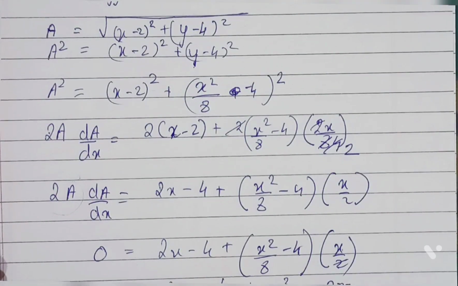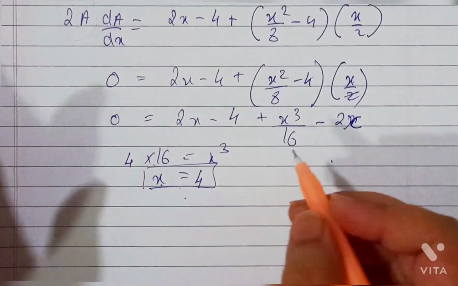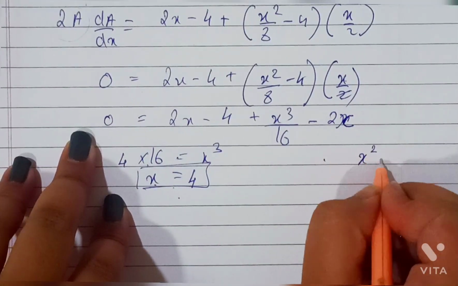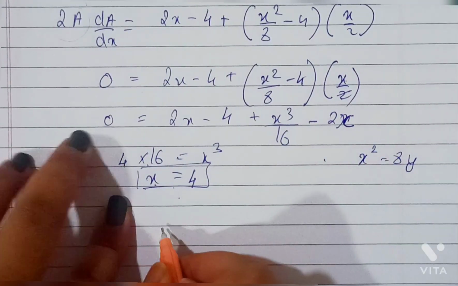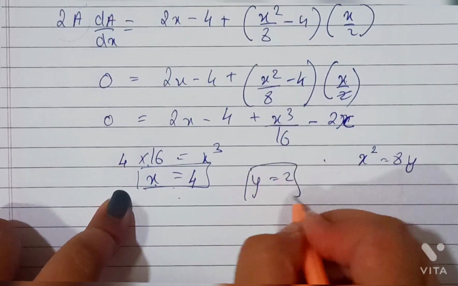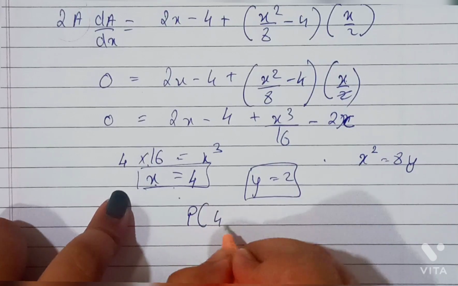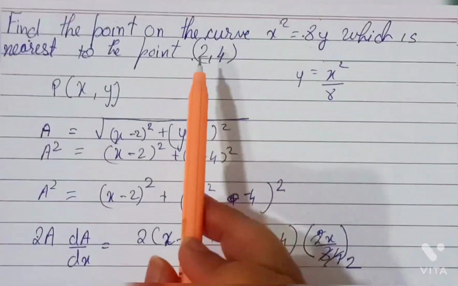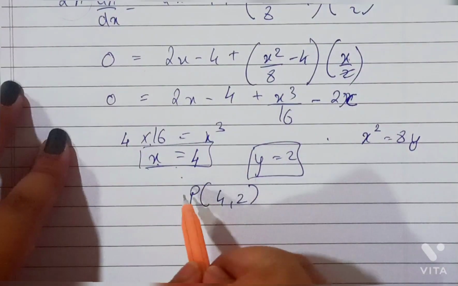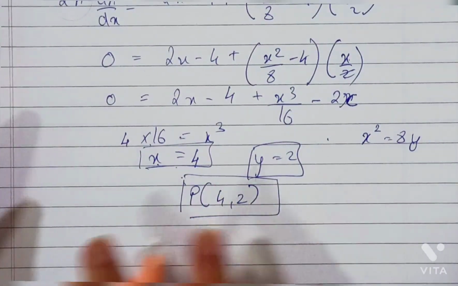So we got x. Now we'll find y. So just substitute in the curve. So our equation of curve is x square is equals to 8y. We know value of x, so we'll put it over here and we'll get y equals to 2. So point P(4, 2) is nearest to the point (2, 4), and this is the required answer. Alright, now we'll see next question.